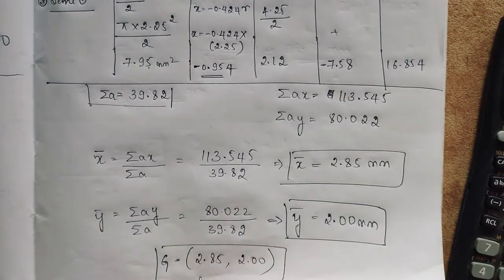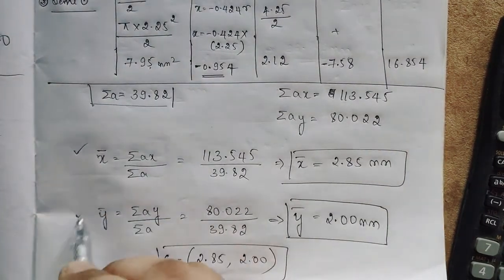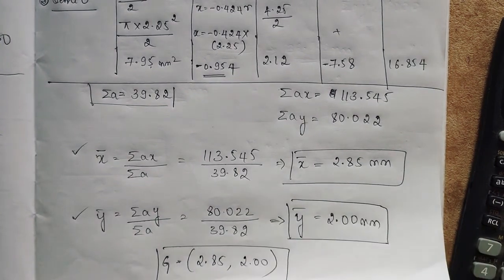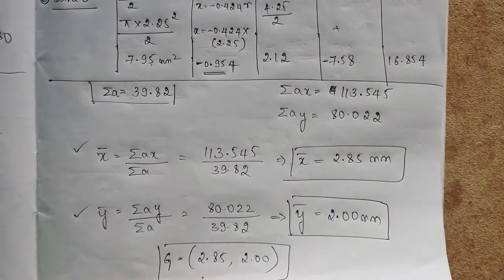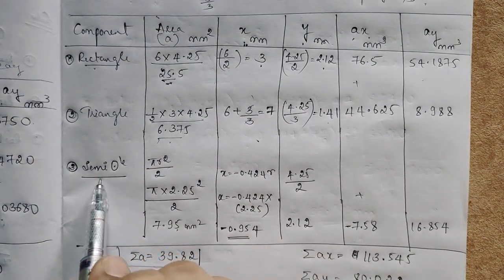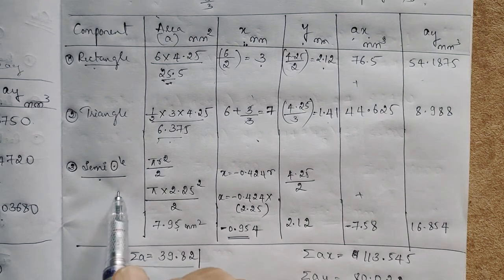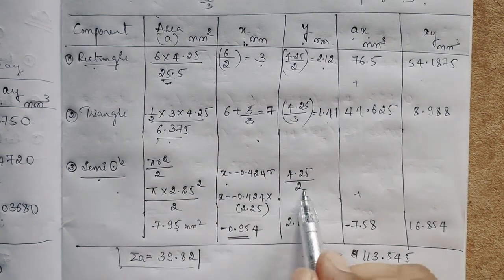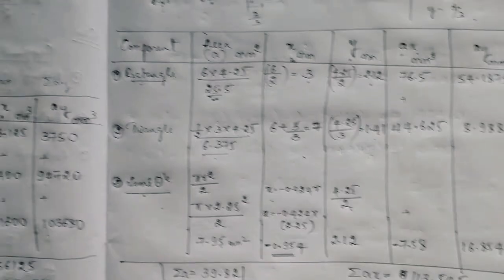You need not write this. If you solve x bar and y bar, it's enough. So this is how we solve the problem. Here we encountered a figure that is a semicircle. For the semicircle we have the formula to find x and y, so please remember that.